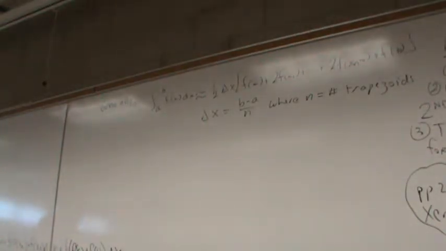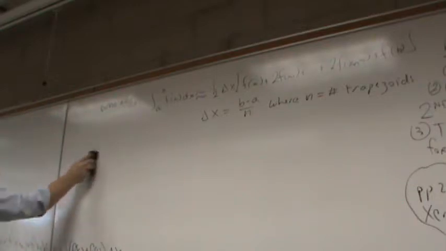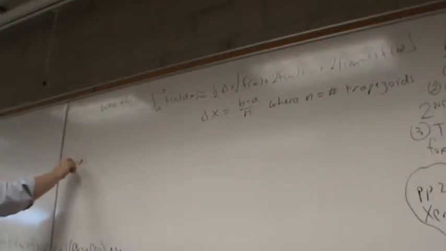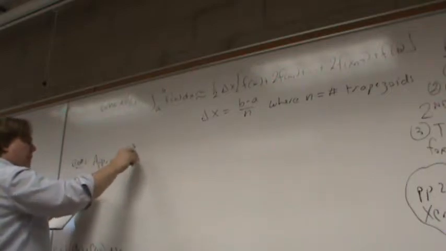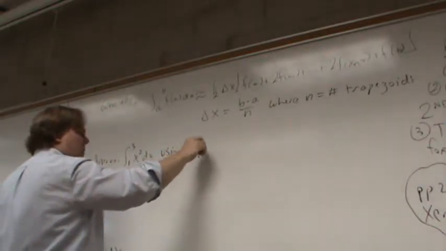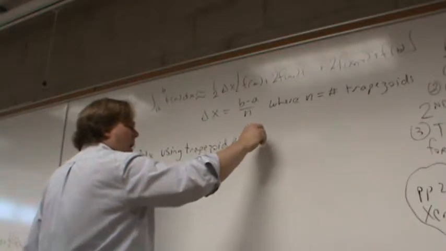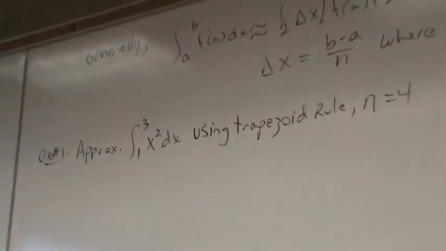So hey, let's do a couple and then we're done. Example number 1. Approximate the integral from 1 to 3 of x squared dx using trapezoid rule, n equals 4, using 4 trapezoids. What do you suppose I would recommend that you do first? Please graph it. Please graph it and then do that thing.